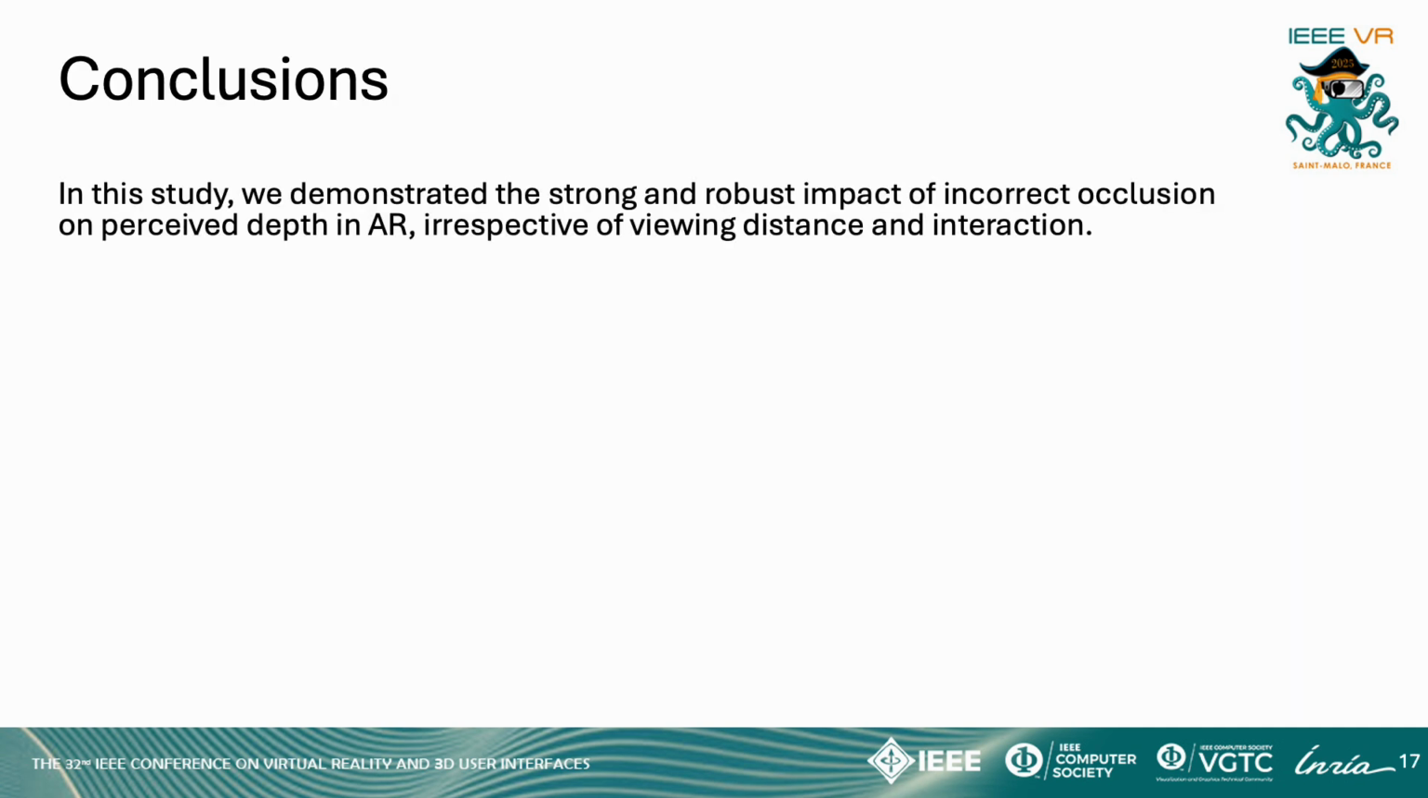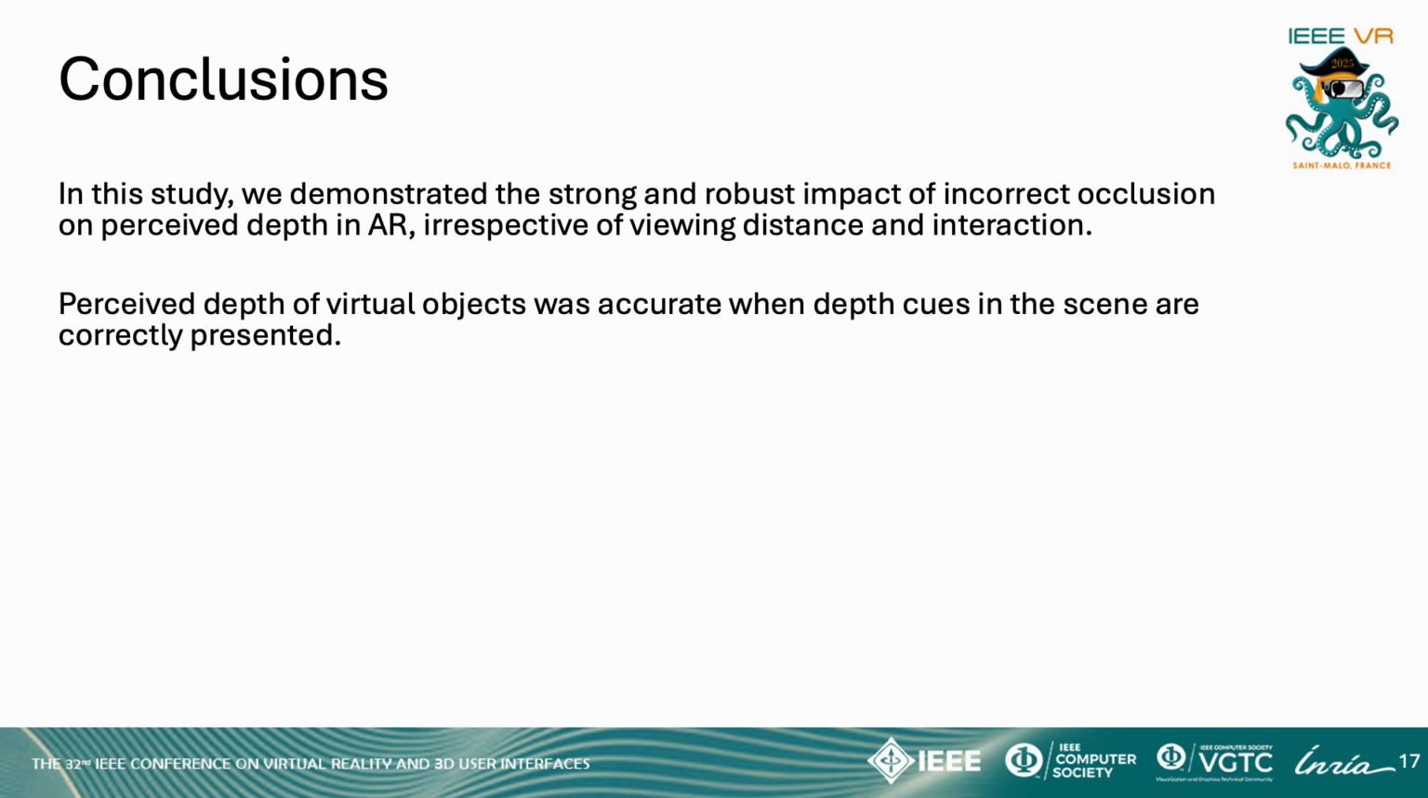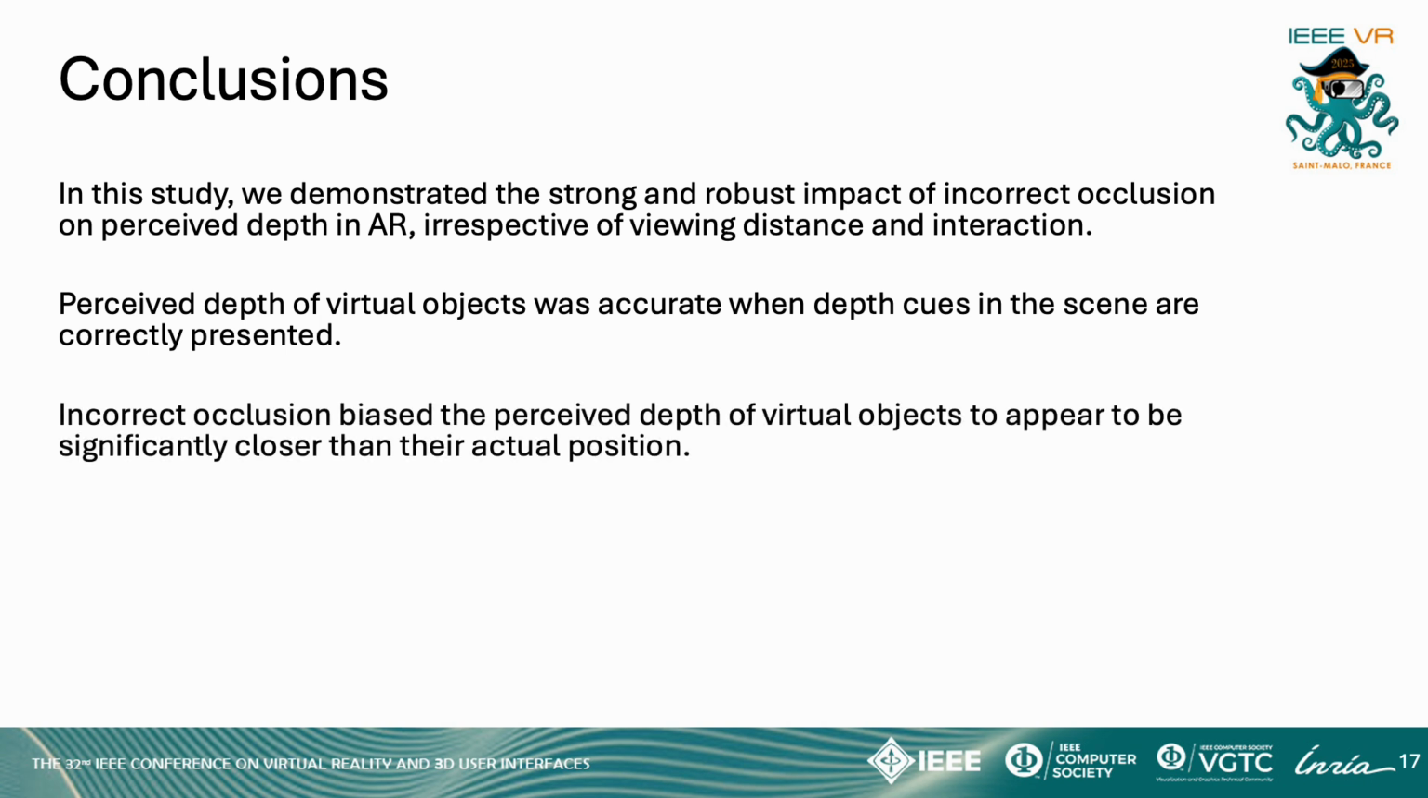To conclude, in this study we demonstrated the strong and robust impact of incorrect occlusion on perceived depth in AR, regardless of the viewing distance and whether interaction was involved. When depth cues are properly presented, observers reliably perceive the correct depth of virtual objects. However, incorrect occlusion information biased the perceived depth of virtual objects significantly closer than their actual position.